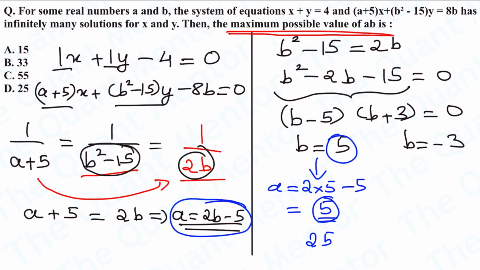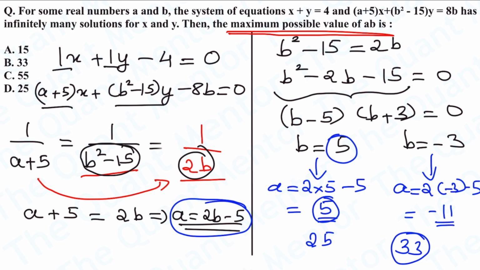But the interesting part comes now. When I take b as minus 3 and put in the given equation for a, I get a as twice of minus 3 minus 5. That's minus 6 minus 5 or minus 11. Now, although a and b are both negative, the product minus 11 into minus 3 is plus 33. That is your answer. The maximum value of the product a into b is the option B, 33.